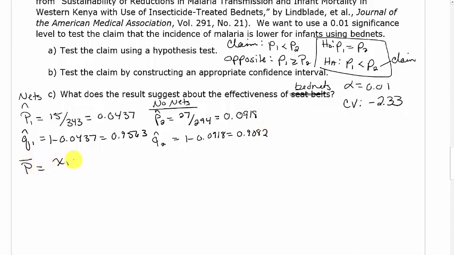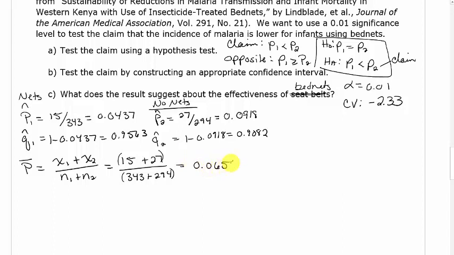P-bar is x sub 1 plus x sub 2 divided by n sub 1 plus n sub 2. That's 15 plus 27 divided by 343 plus 294. Make sure you put parentheses around both the numerator and the denominator with the division symbol in between in your calculators. You should get 0.0659. Q-bar is 1 minus that, so 1 minus 0.0659 gives us 0.9341.